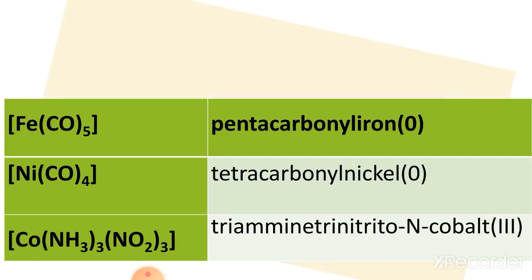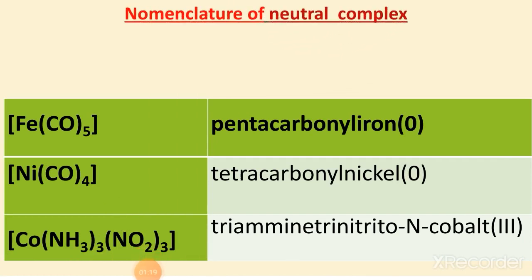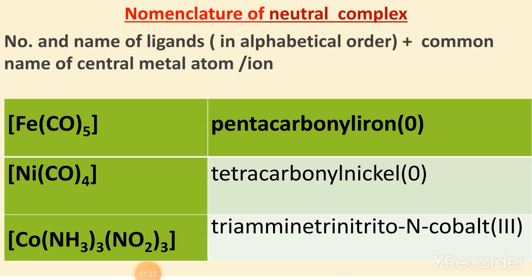Now dear students, let us focus on the nomenclature of the neutral complex. So look again here. First of all, you write the number, then the names of ligands in alphabetical order, plus the common name of the central metal atom or ion.